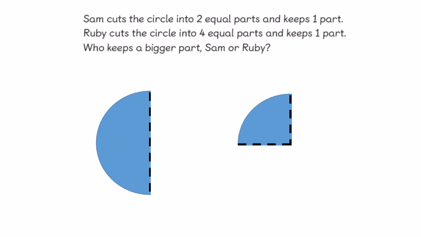Here is 1 part of Sam's circle and 1 part of Ruby's circle after they have cut them up. Who keeps a bigger part? Correct! We can see that Sam's part is greater than Ruby's. It's bigger. We might use this symbol here to show that. We would say Sam's part is greater than Ruby's part. Can you say that with me? Sam's part is greater than Ruby's part.